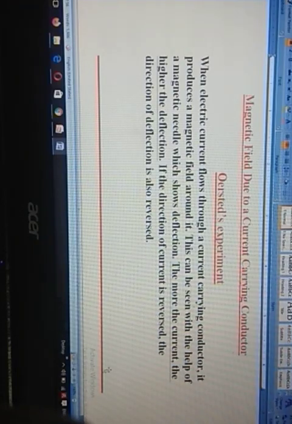So the first part of the magnetic field lines of this chapter, magnetic effect of electric current, is over today.